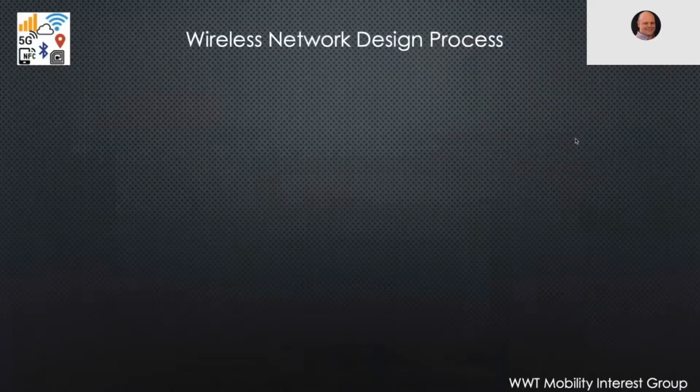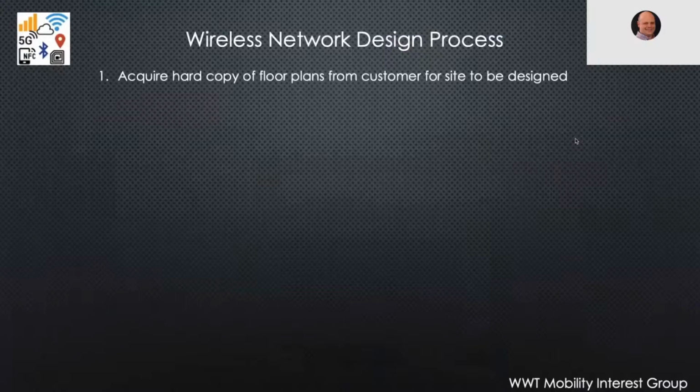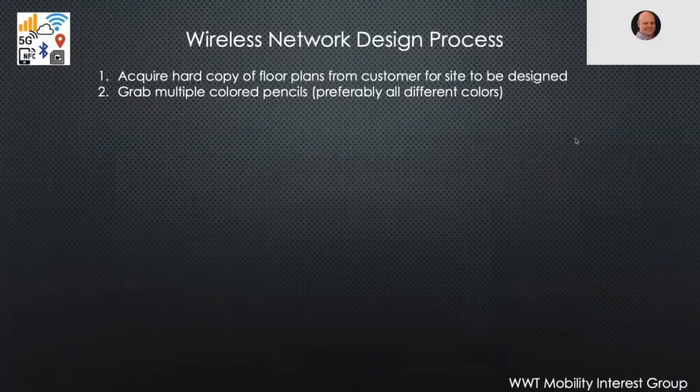So let's just, for a few minutes, go down the road of what a wireless design process looks like. First, we get a hard copy of the floor plans from our customer for whatever the site is that we're going to design. So, nice floor plan, we can make notes on it, all that kind of stuff. Then we need to go grab multiple color pencils. You want one for every channel, preferably, so that you can make sure you're channel mapping properly.